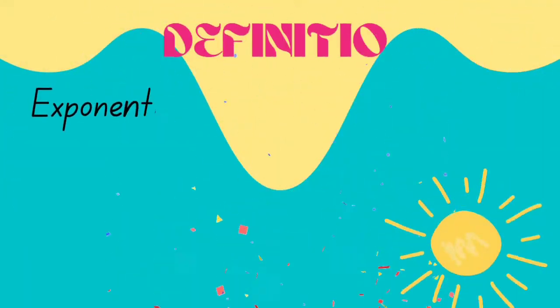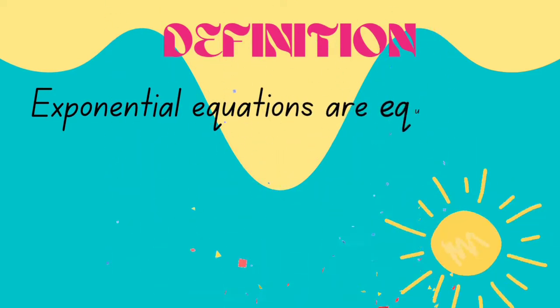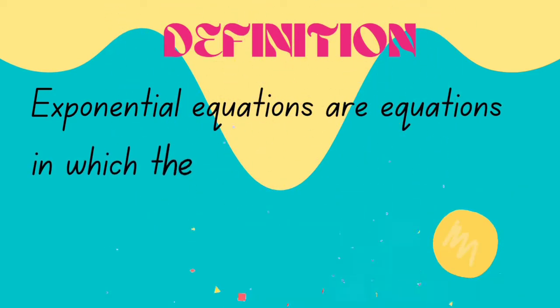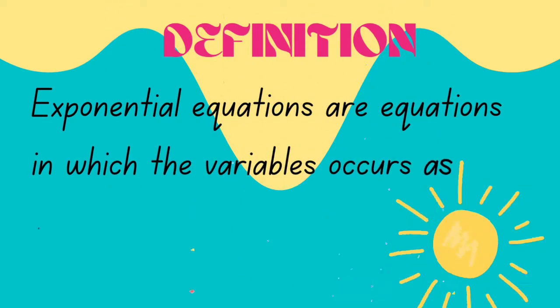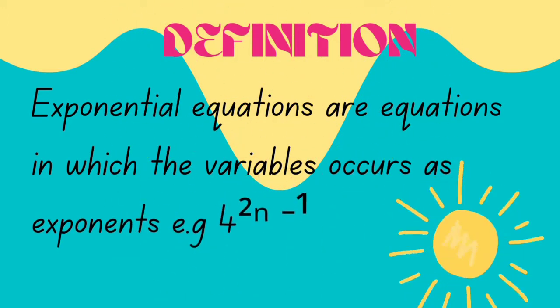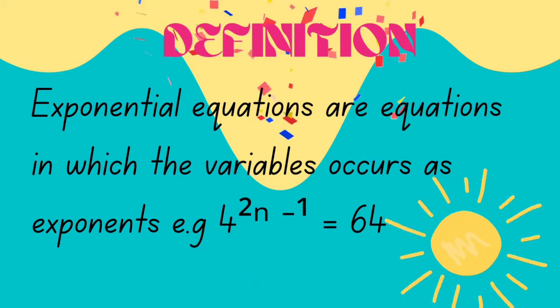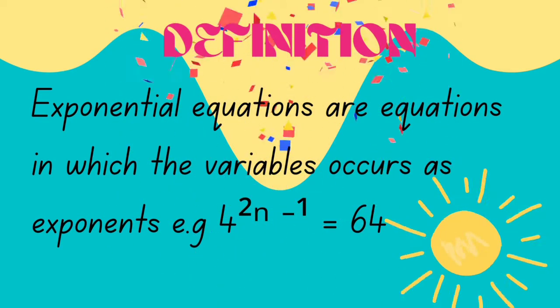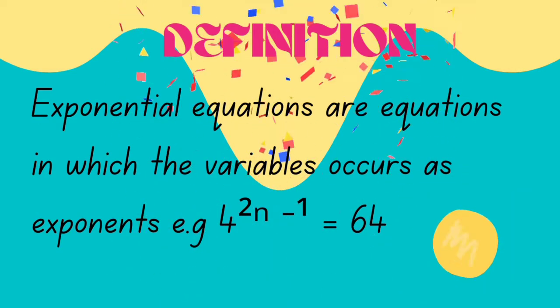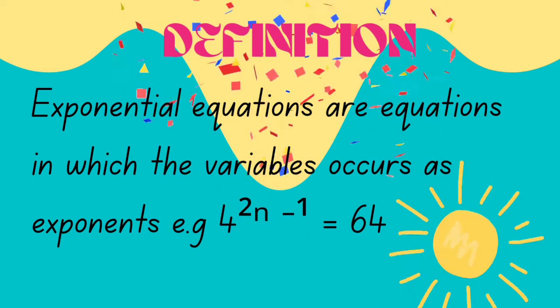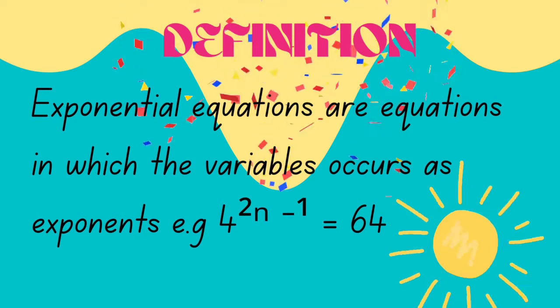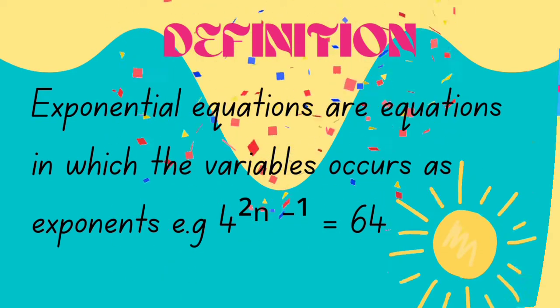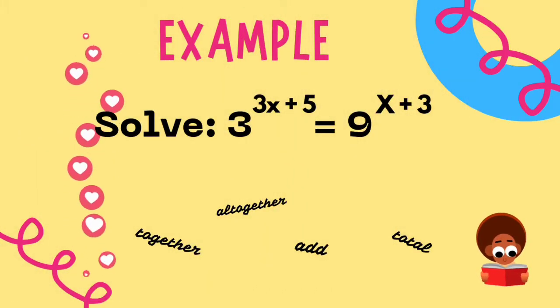Like I said, exponential equations are equations in which the variables occur as exponents. Example, 4 raised to power 2n minus 1 equal to 64. It is an exponential equation because you can see that the variable n occurs as an exponent. So in this class, I'll be taking examples involving exponential equations.